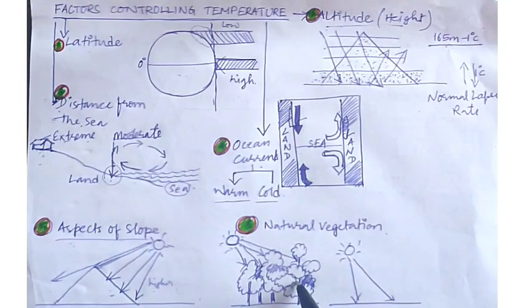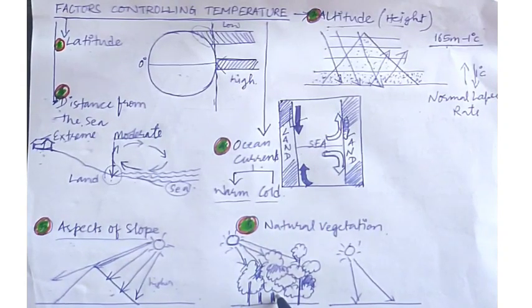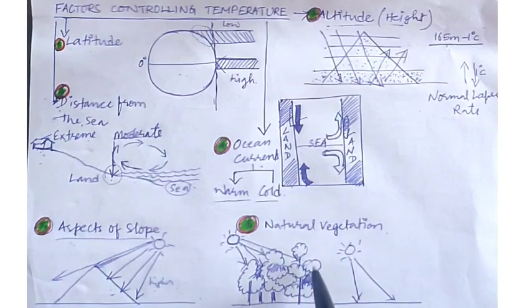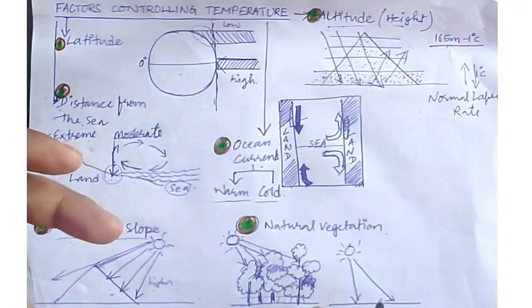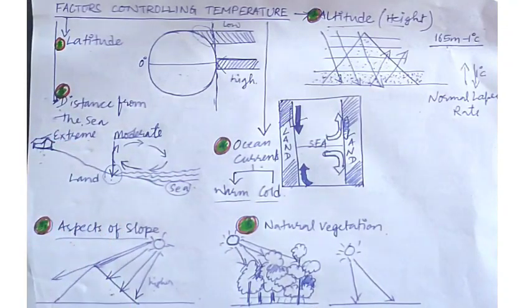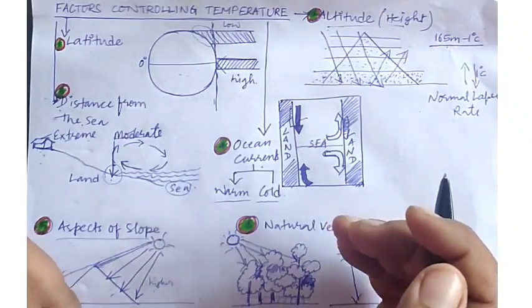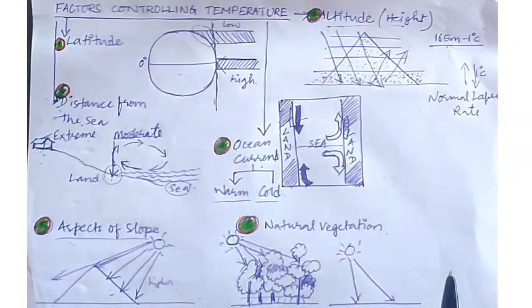Natural vegetation, very simple again. The natural vegetation will provide shade to that area. So the huge canopy or the dense forest which is present over there will obstruct the solar radiation which is coming, and it will provide shade to the lower areas. So that's the reason the temperature in the forest areas is usually cooler compared to the barren areas, because in barren areas there will be no obstruction to block the solar radiation. So the huge amount of insolation will reach the earth's surface, hence it will increase the temperature.